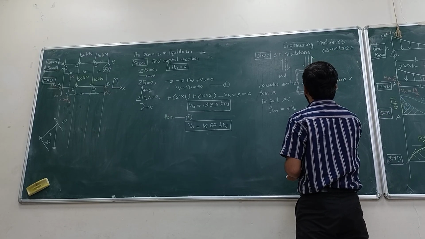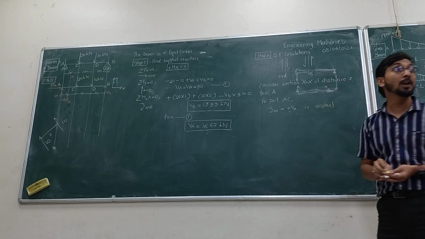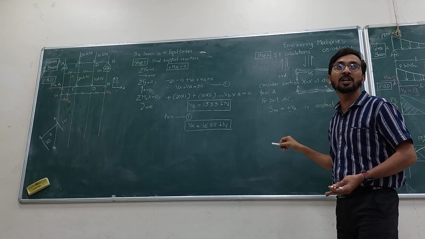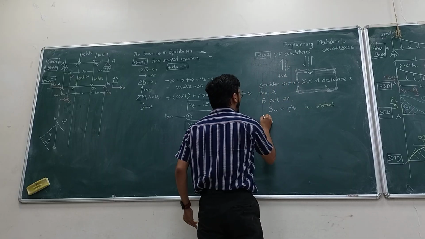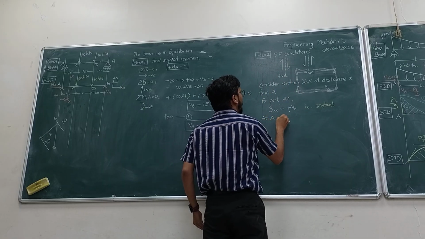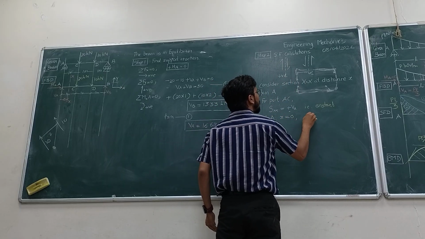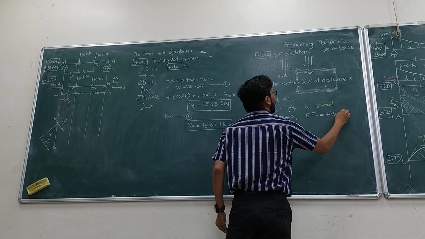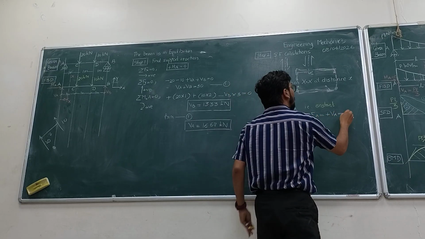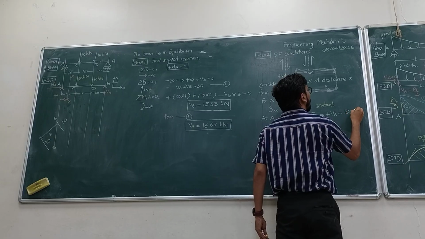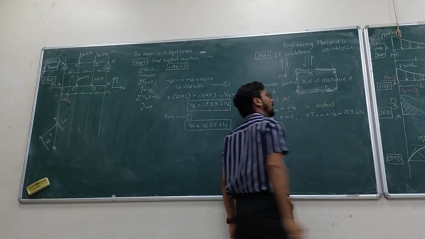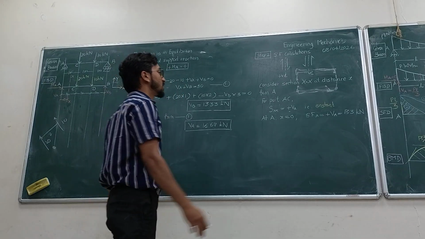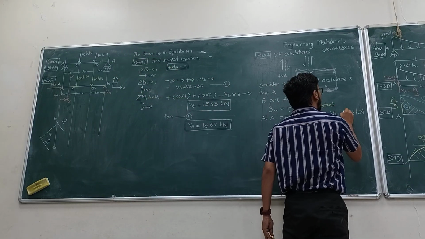So what is the meaning of this? Constant value of shear force. Yes or no? So can we calculate the shear force at A and shear force at C? Yes. So at A, x is equal to 0. Shear force at A is equal to plus VA, which is how much? VA is how much? 13.33. Sorry, 16.6.